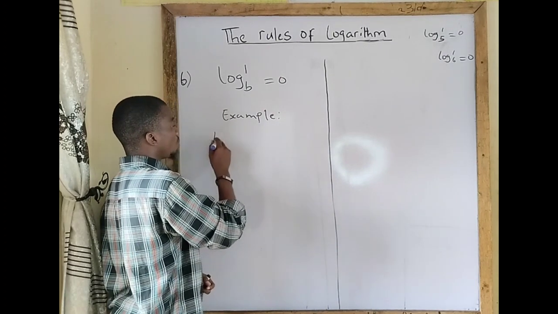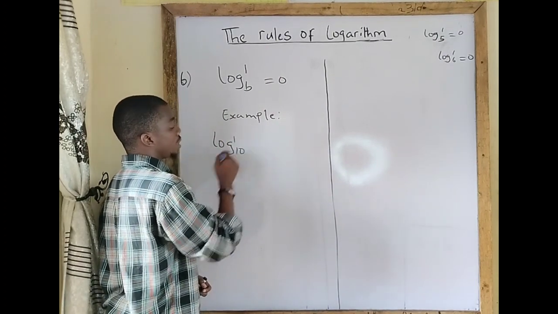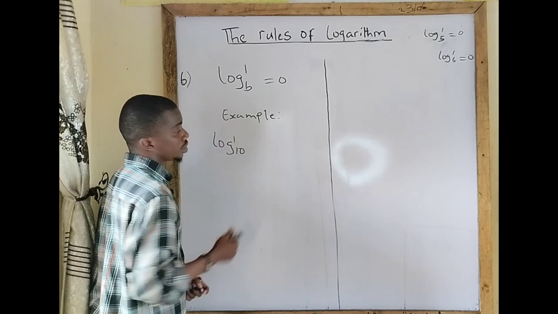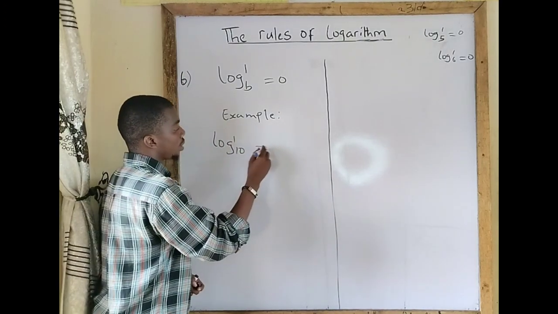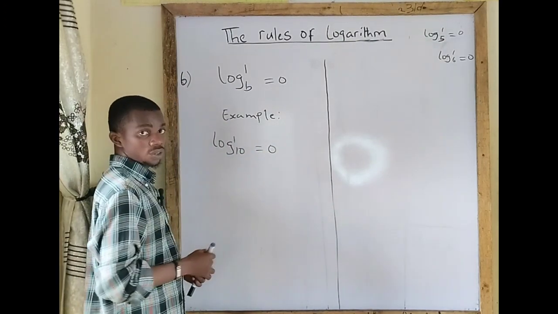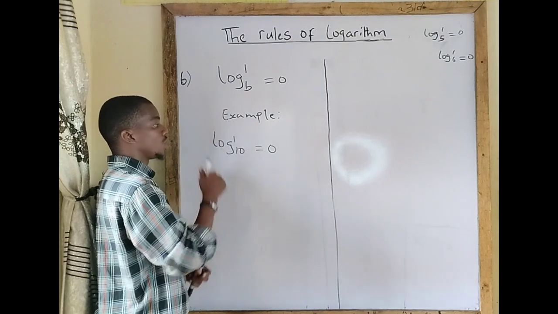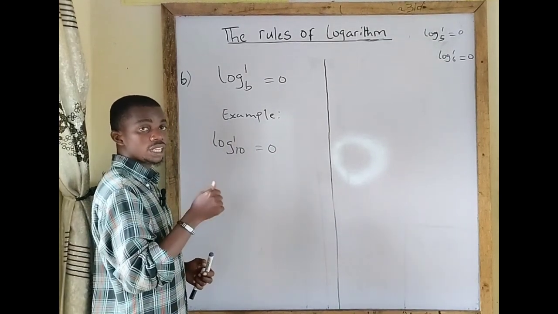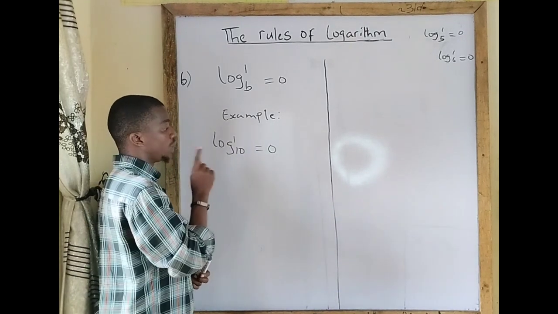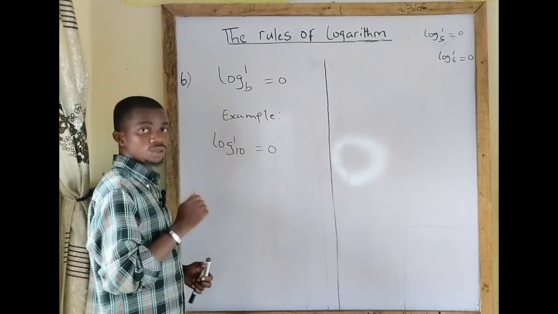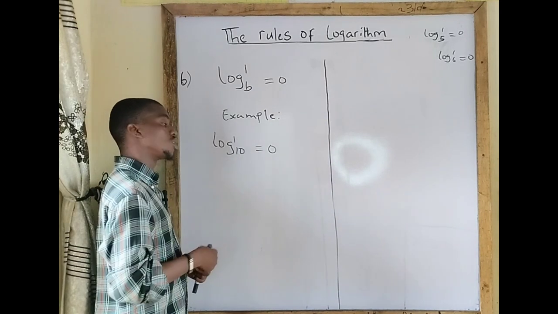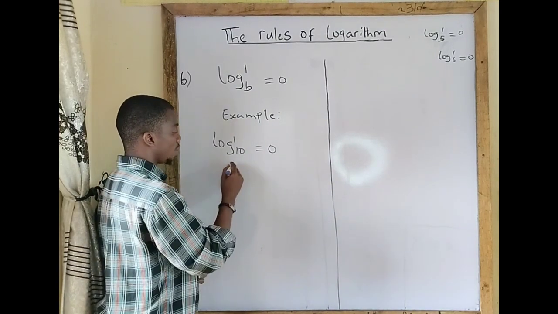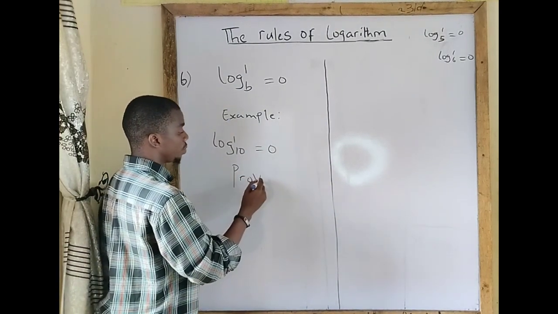Okay, log 1 to base 10. Log 1 to base 10 is equal to 0. We can prove that the log of 1 to any base is equal to 0. Let's prove this.